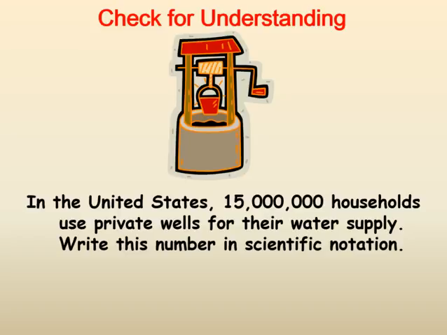Well, we need to find a number that is between 1 and 10. We have 15, so that's not going to work. We can't do 0.15. We can do 1.5, however. That's between 1 and 10. So we'll move the decimal over 1, 2, 3, 4, 5, 6, 7 places, and we'll end up with 1.5 times 10 to the 7th.